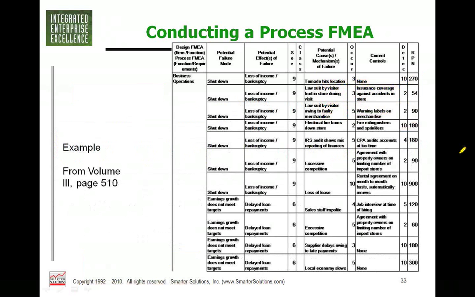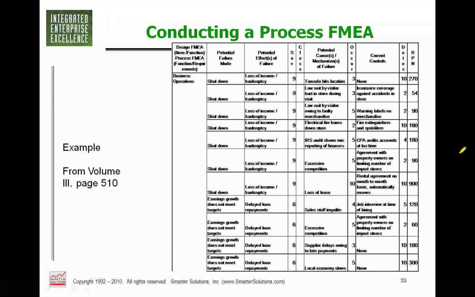Okay, now this is an example from volume 3 on page 510, and it's looking at the overall business operations. As we can see, the top one we have there is shutdown. You can see shutdown has quite a few line items there, a lot of rows. And we talked about the potential effect: lost income, bankruptcy. And that's the severity there. That's bad, okay? And then the potential causes, why could this have happened? Well, you've got a tornado hit you.